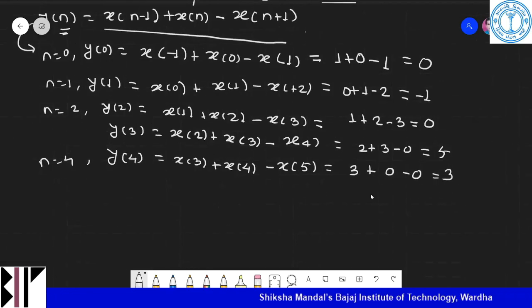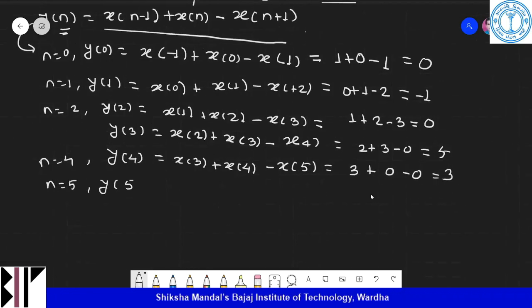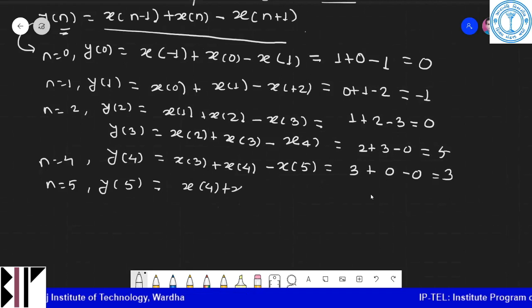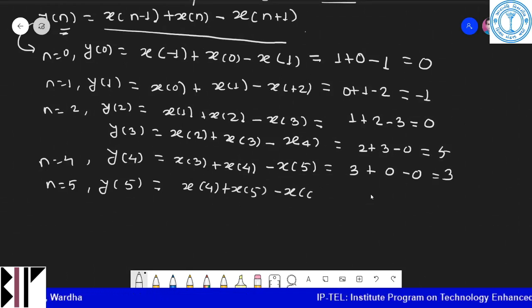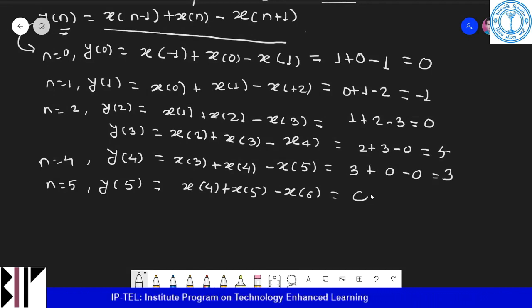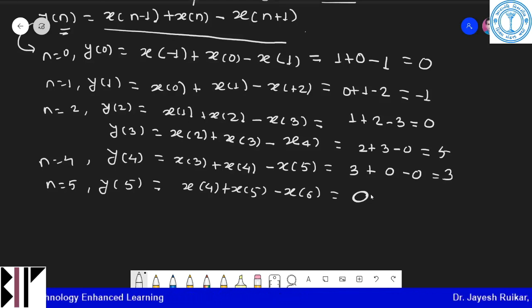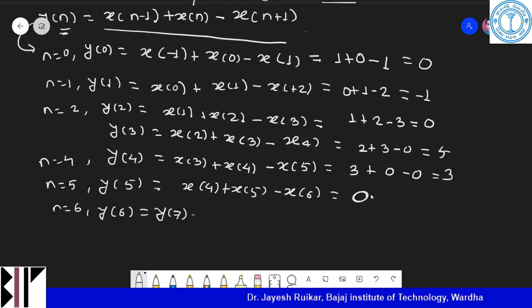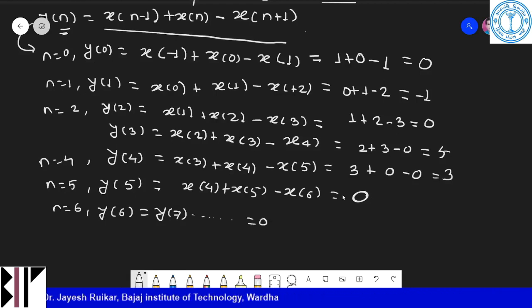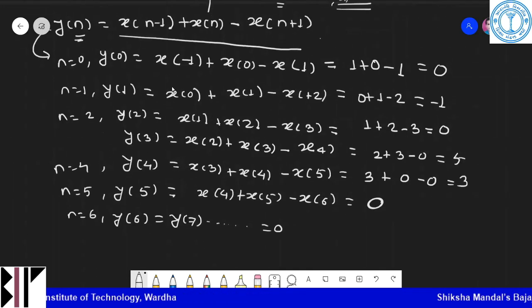Okay, when you put n is equal to 5, y of 5 is equal to x of 4 plus x of 5 minus x of 6. So all its values will be equal to 0 because we do not have a sample at 4, 5 and 6. Okay, when n is equal to 6, we'll get y of 6, which is equal to y of 7, and so on up to infinity. All the sample values are equal to 0, because when you put n is equal to 6 or n is equal to 7 in this expression, you will get all the values equal to 0.